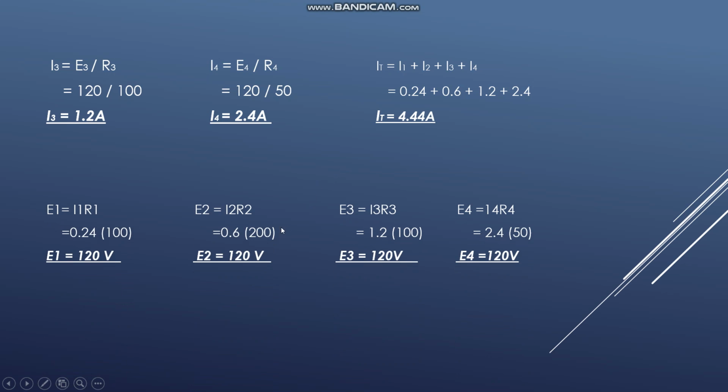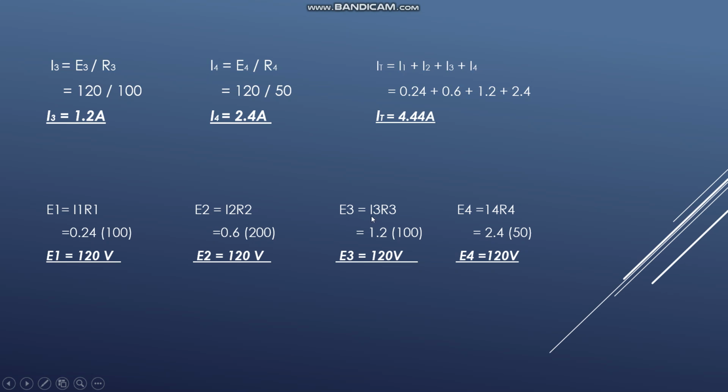Now, to check if the voltage is correct, what I said before is that the voltage in a parallel circuit is one and the same, or equal. Looking for E sub 1 is equal to I sub 1 times R sub 1. The value of I sub 1 is 0.24 multiplied by 500. Your E sub 1 is equal to 120 volts. E sub 2 is equal to I sub 2 times R sub 2. The value of I sub 2 is 0.6 times 200. E sub 2 is equal to 120 volts.